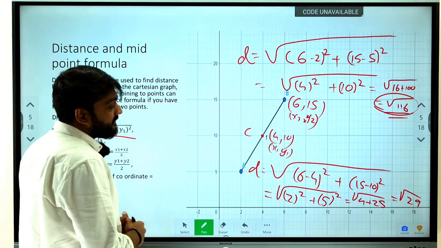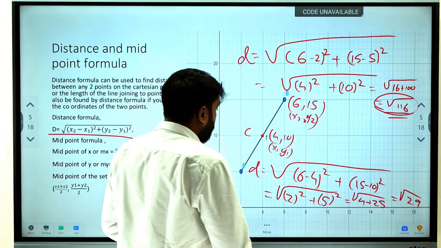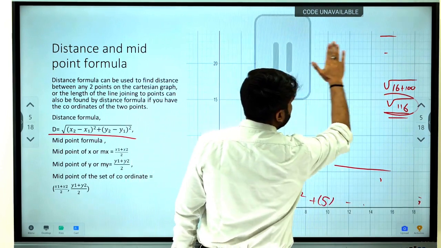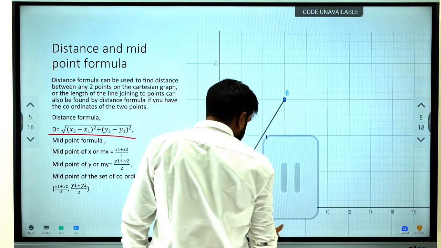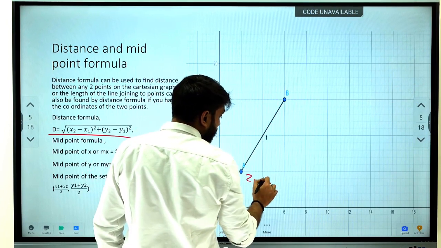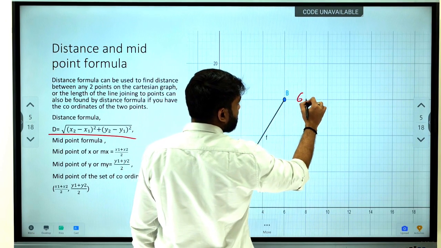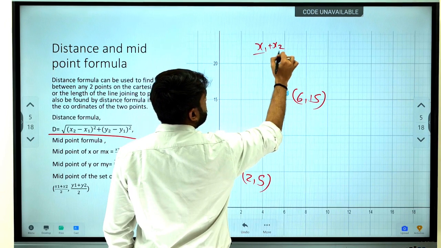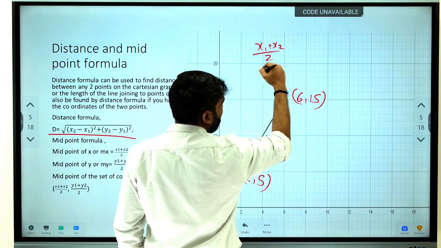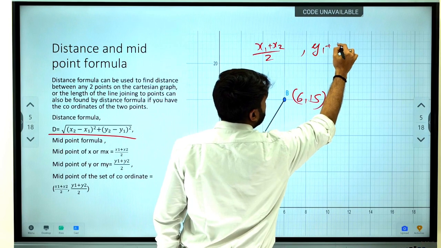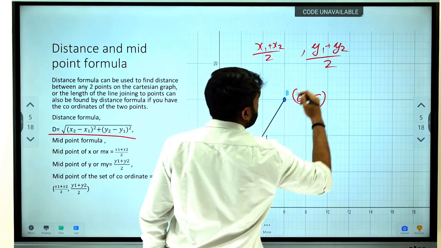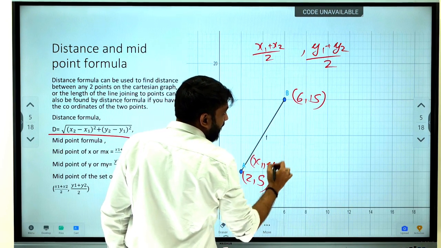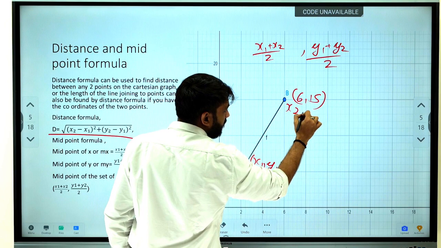Midpoint. Midpoint, as the name suggests, will help you find the midpoint between any 2 given points. Again, extending this example, we will take the points A and B into consideration here. Point A, which was 2, 5, and point B, which was 6, 15. The midpoint formula says that we add x1 and x2 and divide by 2 for the midpoint of x, and add y1 and y2 and divide by 2 for the midpoint of y. If you remember, we marked this one as x1, y1 earlier, and we call this one x2, y2.